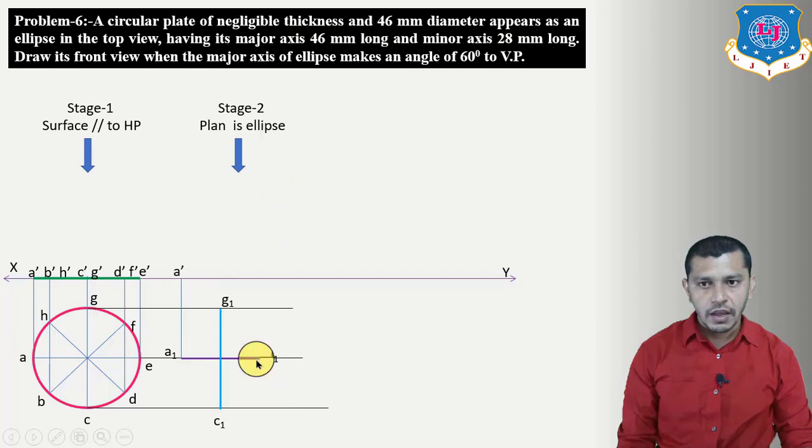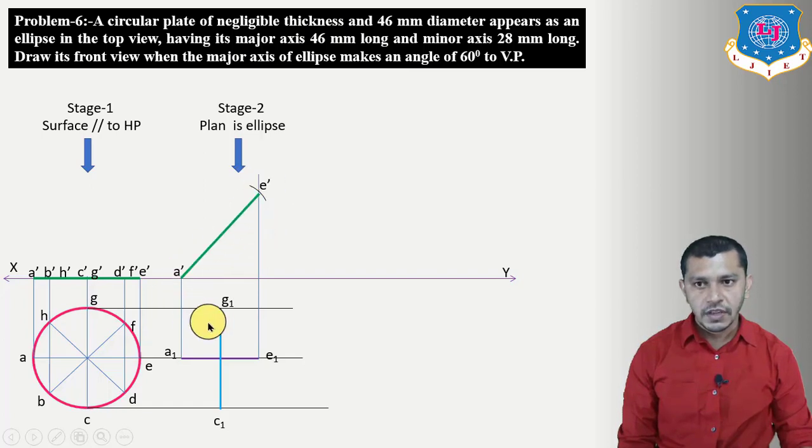Here we will get A dash. Project these points upwards. Now measure A dash to E dash on the elevation, and by taking center at A dash give an arc on this projector of E dash. Here we will get E dash. Connect this line A dash E dash. Now project this point GC upwards. Here we will get C dash G dash.